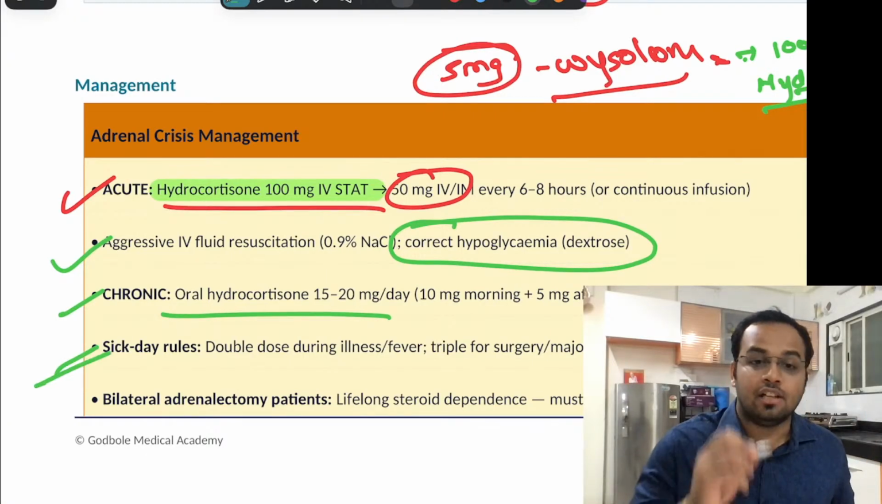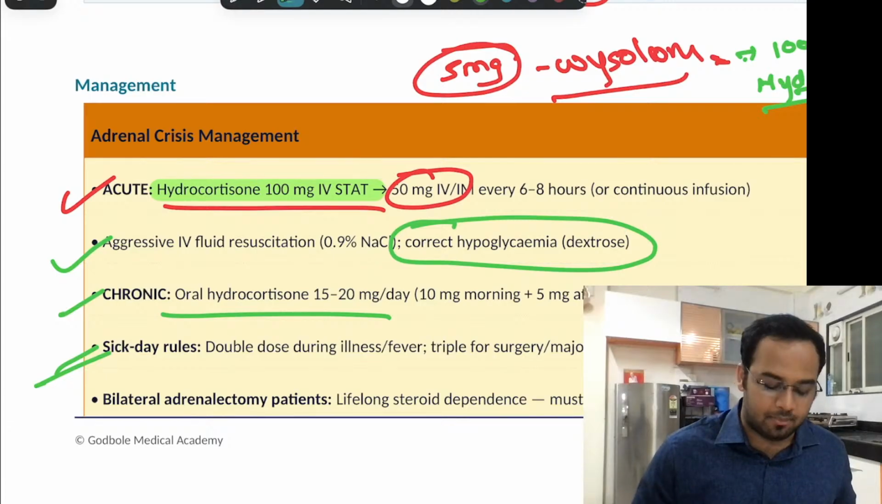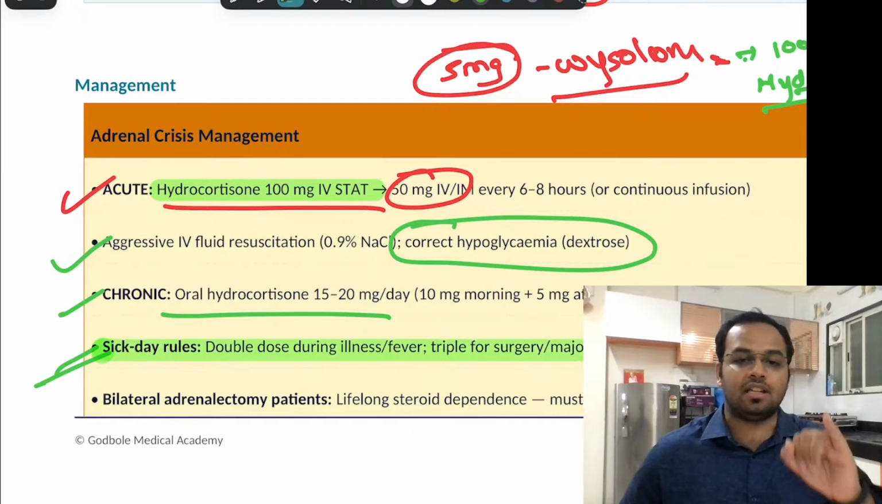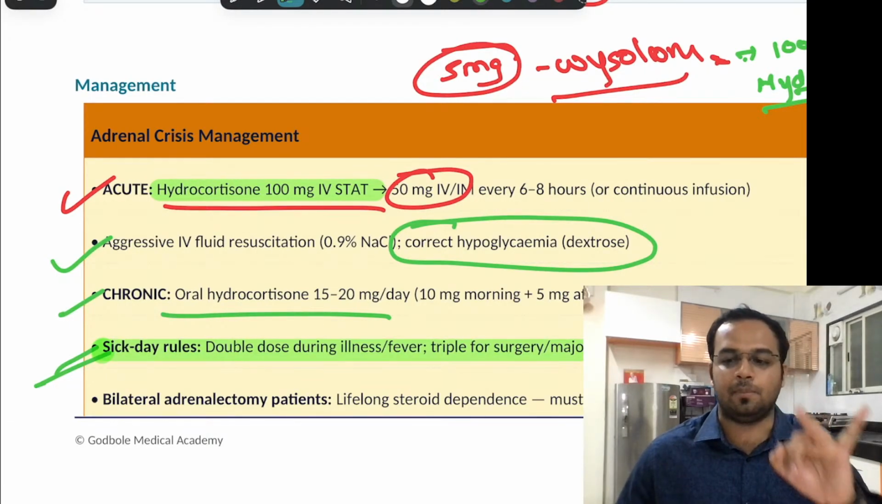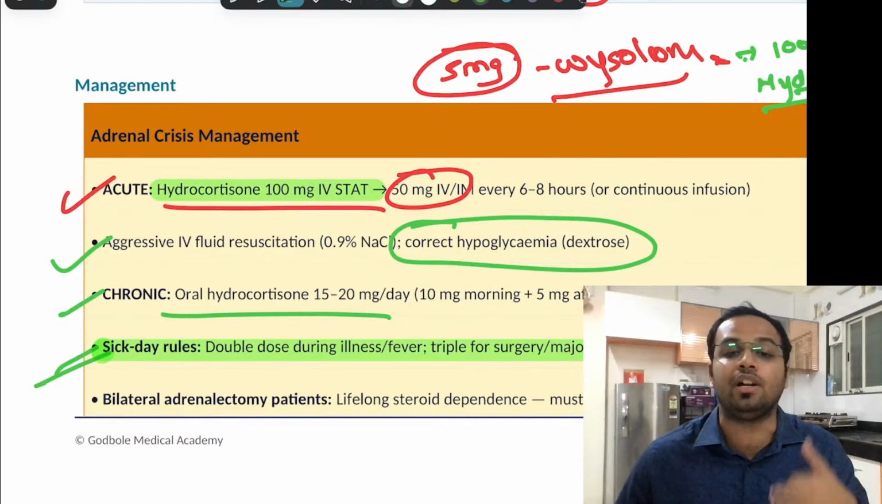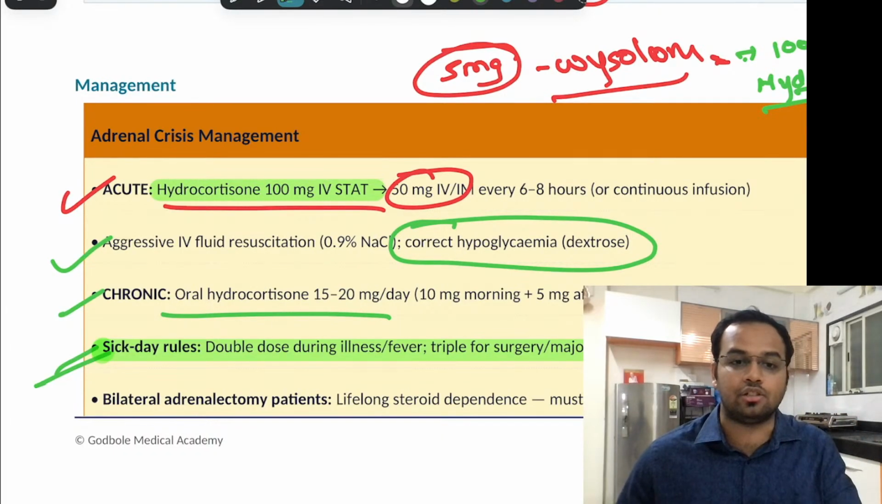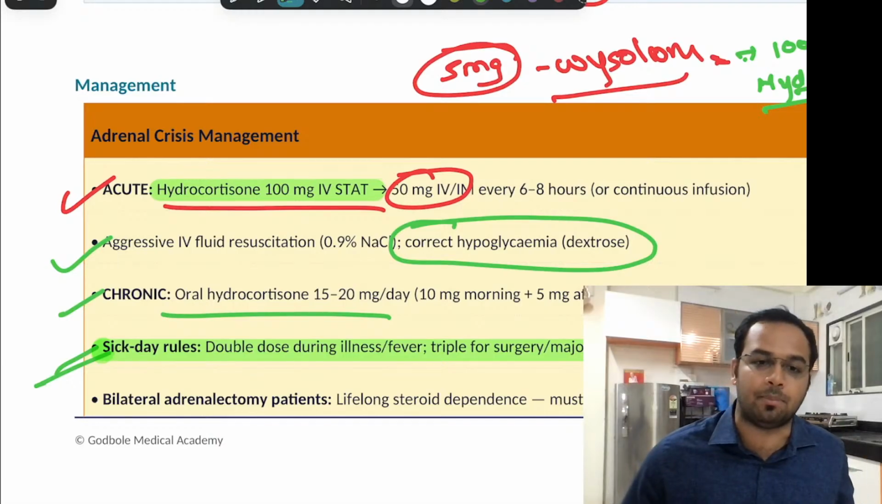And sick day rules. Whenever the patient is sick, one important thing to tell the patient, what are the sick day rules? Whenever the patient is going under any stress, the patient is not well, when the patient's metabolism is going to increase, that is the time the demand of hormone is also going to increase, and at that time you are going to prescribe the patient double the dose.